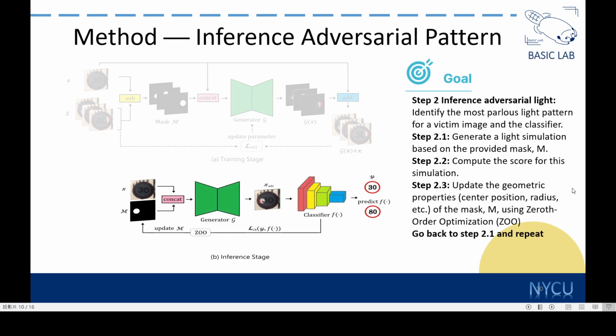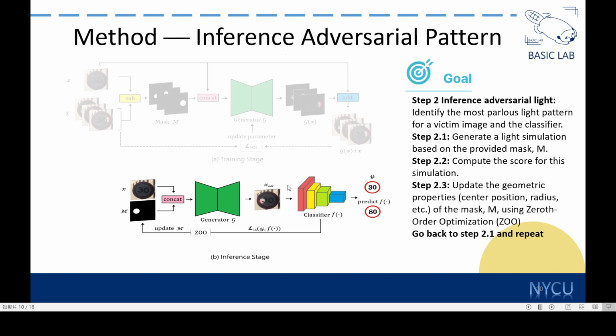And the second part is inferring adversarial light. We want to identify the most perilous light pattern for the victim image and the classifier. So in step 2.1, we generate the light emission given the provided mask M. So the result will look like this, X ADV.